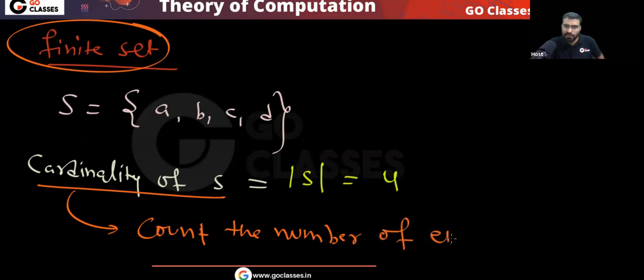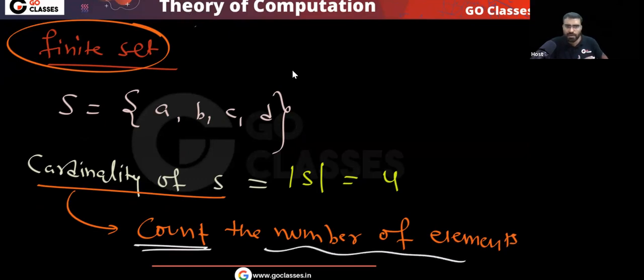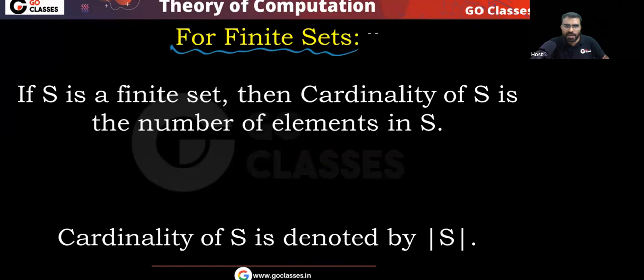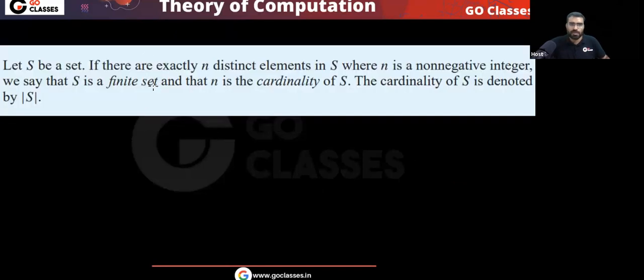Number of elements in a finite set: this is what you will do, you will count the number of elements. So, a very simple point. If S is a finite set, then the cardinality of S is the number of elements in S. We denote it by this symbol. This is the definition of cardinality.